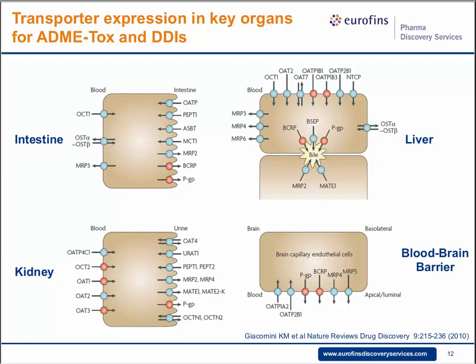In kidney cells, there are several organic cation and anion transporters in the basolateral membrane, which play a role in the active uptake of drugs into kidney cells, particularly the organic anion and organic cation transporters OAT1, OAT3, and OCT2. And there are also transporters localized in the apical membrane, which actively export drug compounds into urine. PGP and the MATE transporters are particularly relevant here. And then finally, at the blood-brain barrier, similar to the intestine, the efflux transporters PGP and BCRP play a major role in active efflux and in limiting the ability of many compounds to cross the blood-brain barrier into the CNS.